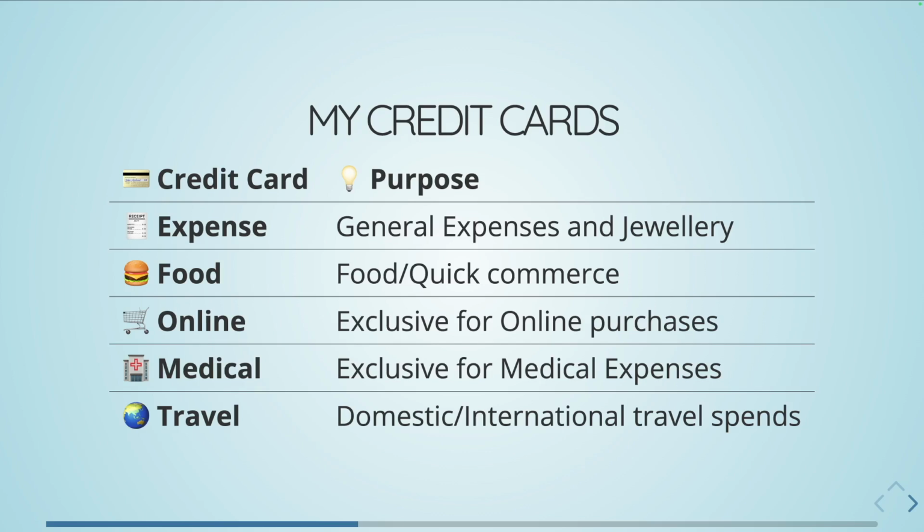And then there are various ones tagged to a particular purpose, things like food, especially the ones which are offering a discounted rate, let's say 5%, 10% kind of discounts, which a credit card gives for a specific product and so on. And then there is a separate credit card tagged for medical, and another one used specifically for travel.